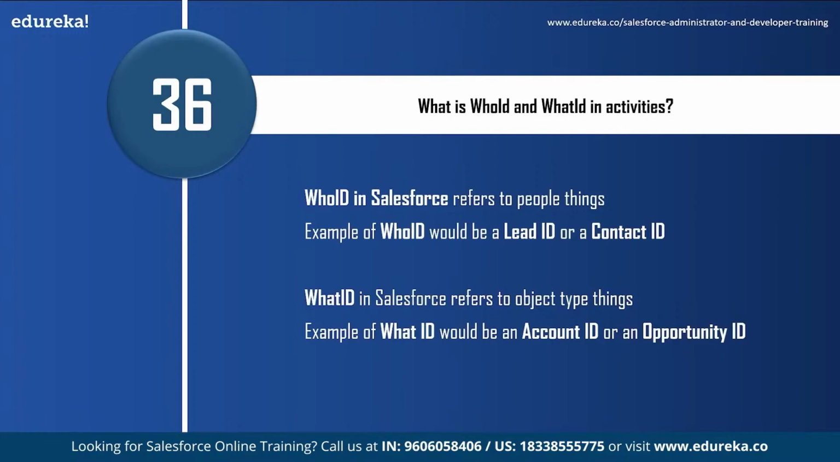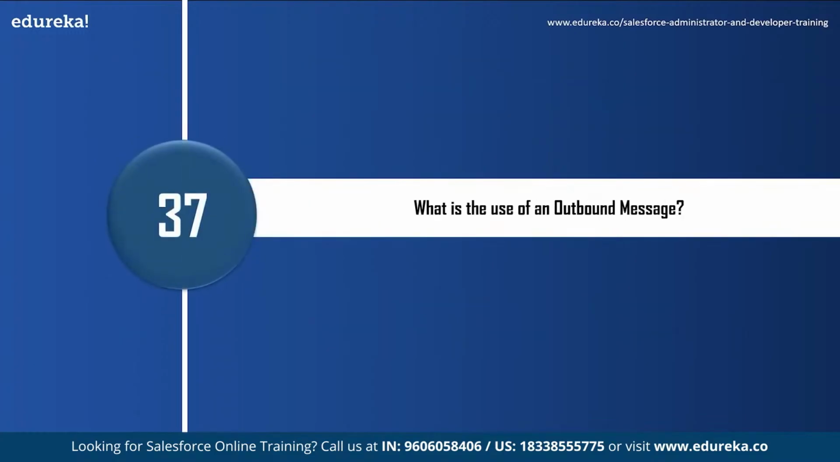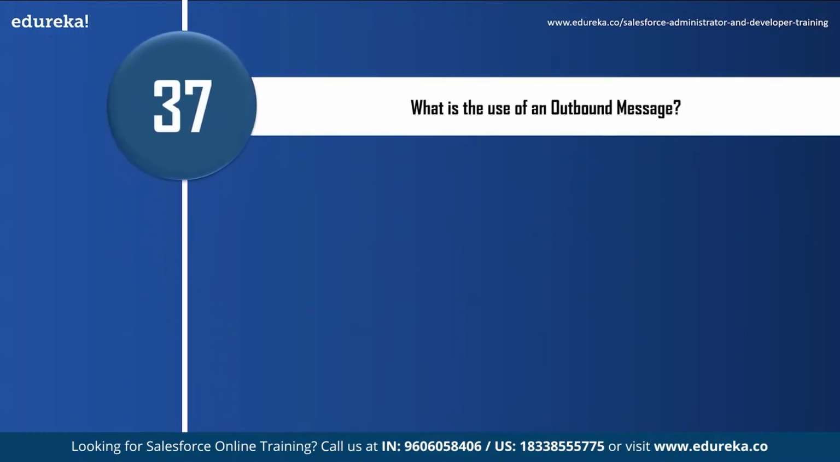Next, What ID in Salesforce refers to object type things. Example of What ID would be account ID or an opportunity ID. The What ID represents non-human objects such as accounts, opportunities, campaign, cases, or custom objects. So I guess you have some idea about what is Who ID and What ID. So now let us move on to the next question and see what is the use of an outbound message.